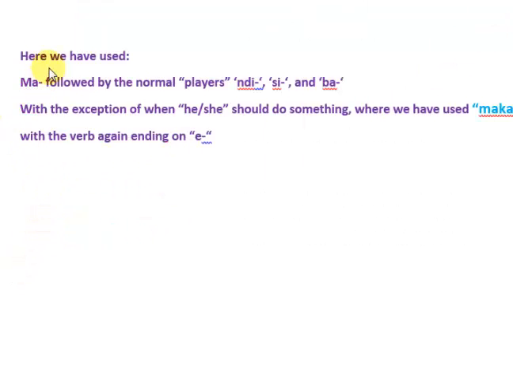So as you can see, here we have used ma, which is the let part, followed by the normal so-called players. Ndi, mandi, let me. Ma si, let us. Ma ba, let them. With the exception of when he or she is involved, we have used maka, with the verb once again ending on e for the second time now.